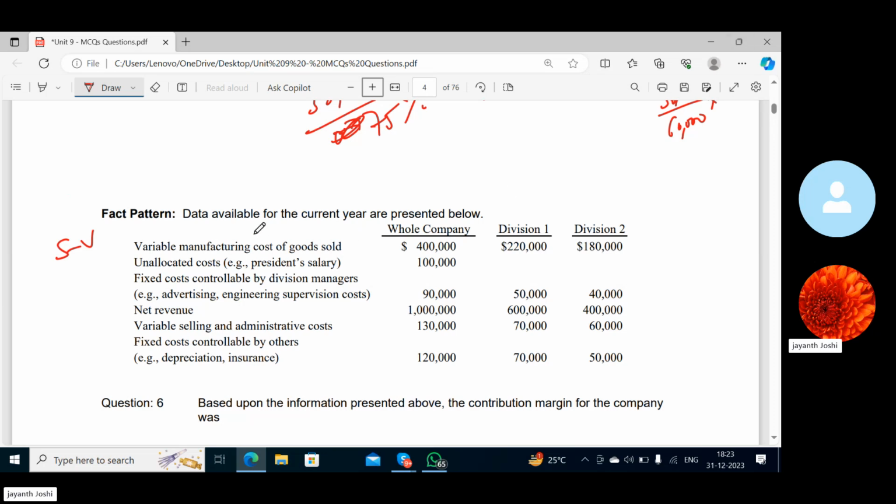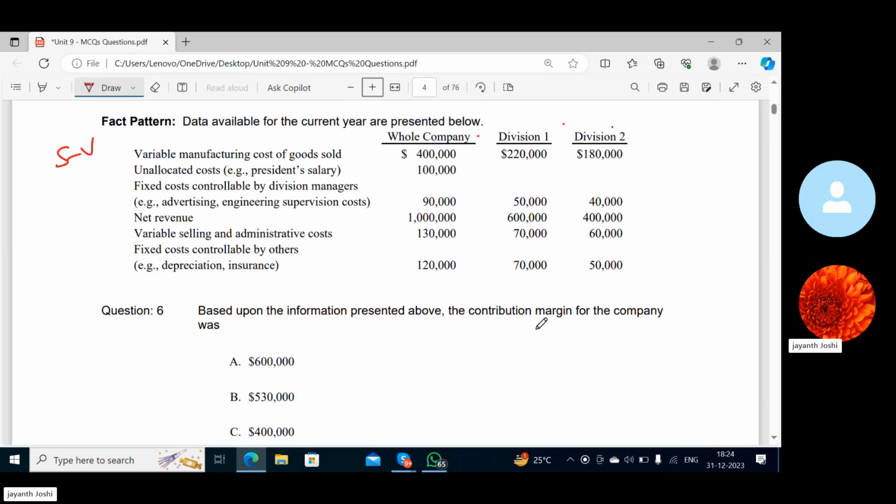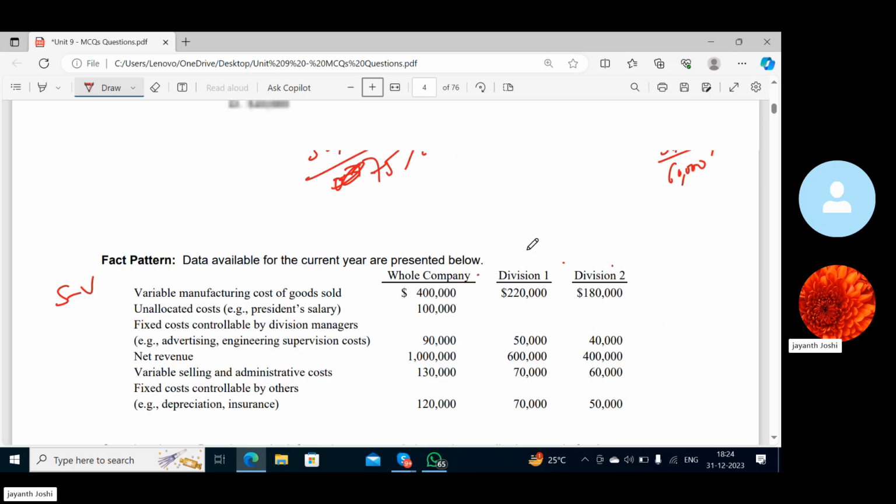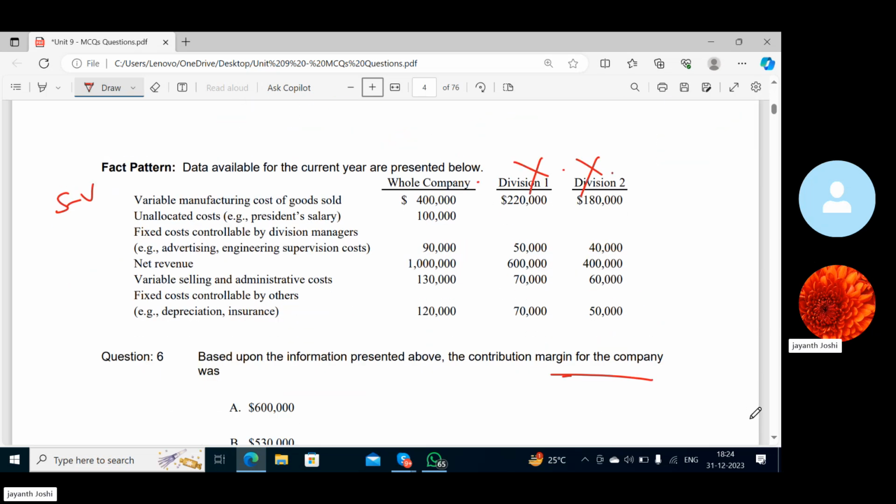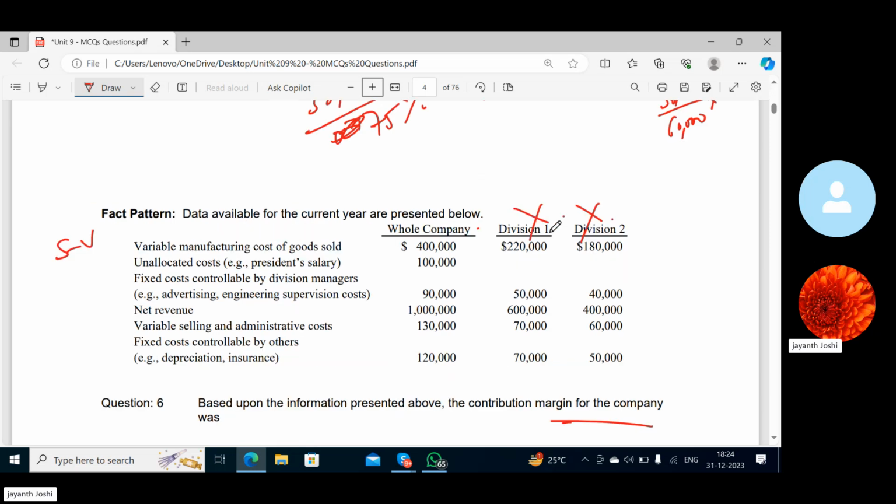So what are they asking? Data available for the current year are presented below: whole company, division one, division two. And they're asking for what? Based upon the information presented, the contribution margin for the company. So I think they are asking for the company itself, so we have to skip the divisions. The company is nothing but clubbing these two. So sales is how much? 10 lakhs, right? What's the variable cost? 4 lakhs, right? Based on the contribution, this is 6 lakhs.